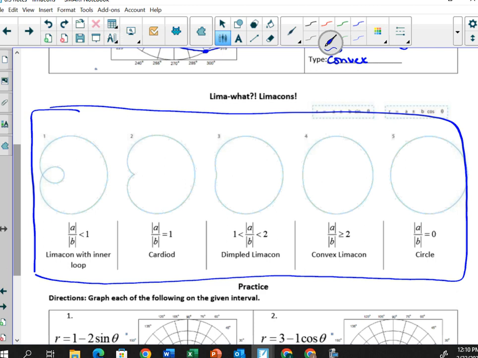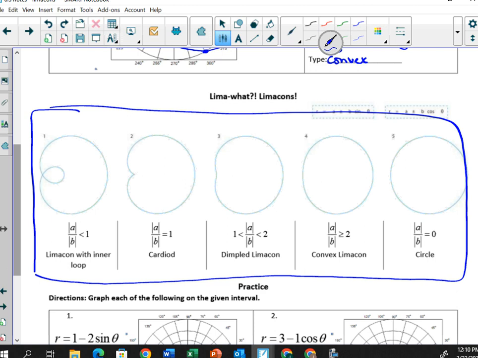That's just the progression. And it is absolute value of A over B because we can have negative values in there. It could be like 1 minus 3 cosine of theta. Okay? That's just going to change the orientation of up and down and things like that.